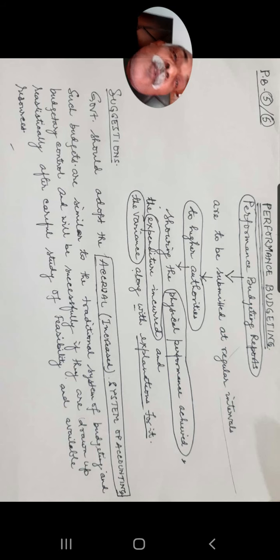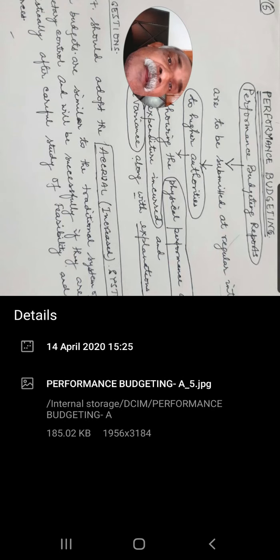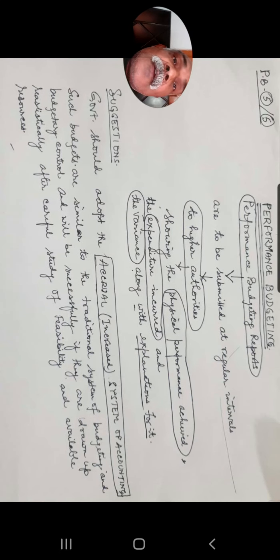So what is to be suggested in performance budget? In performance budget, government should adopt the accrual system of accounting. Accrual means increasing. Such budgets are similar to the traditional system of budget and budgetary control, and will be successful if they are drawn up realistically after careful study of feasibility and available resources. This is what is your performance budget. If you understand, well and good. If not, then please tell me.